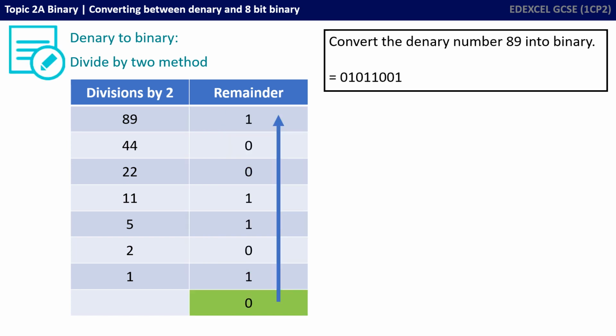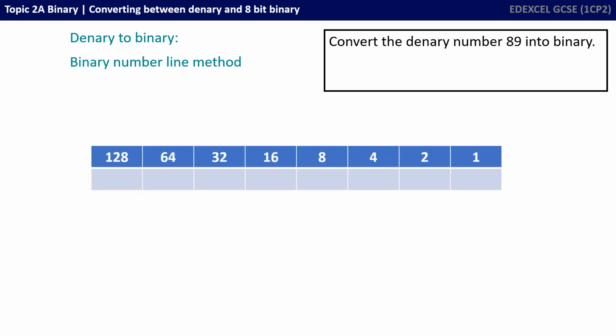Now, quite often in the exam, you'll be asked to represent numbers in 8 bits, and we only had 7 here, so you can pad any leading numbers with 0. So in an exam, you'd write 89 out as 01011001. Now, the chances are you won't use that method in the exam, so we're not going to dwell on it for too long, but it's helpful to see nonetheless.